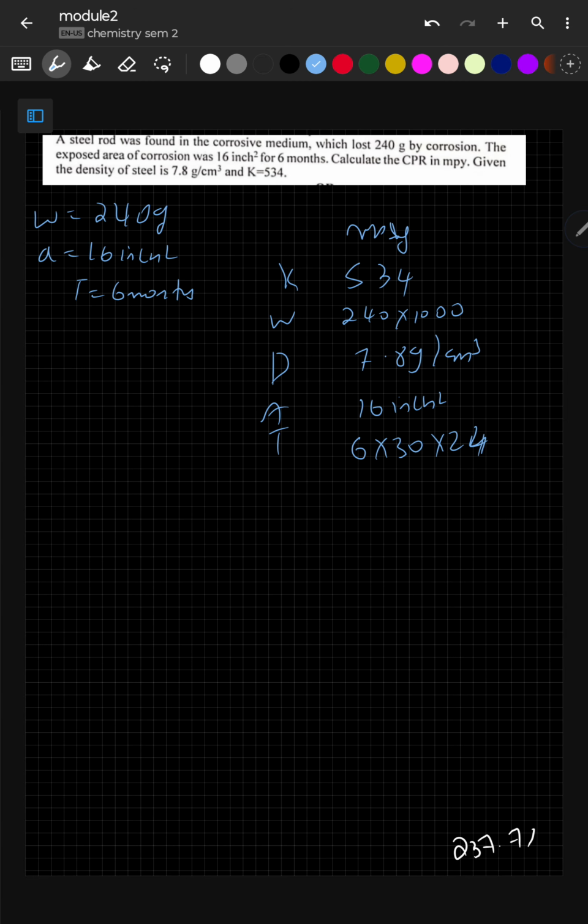Okay, 534 into 240 into 1000 divided by 7.8 into 16 into 6 into 30 into 24. That is going to be 237.71 mpy. CPR is KW by DAT.